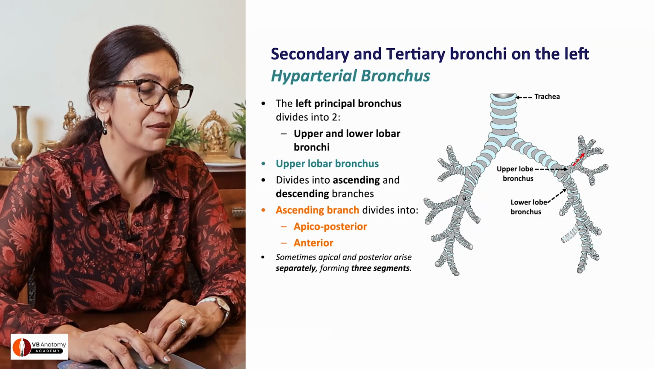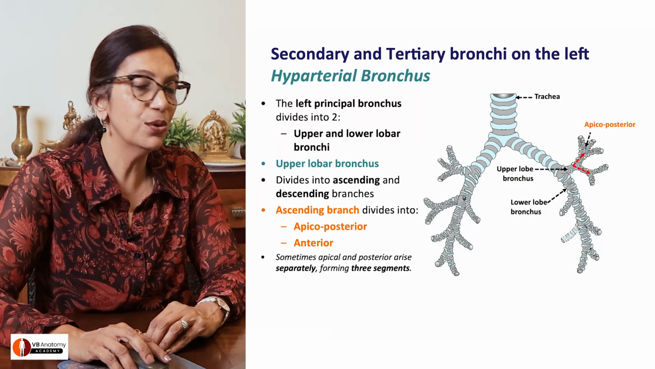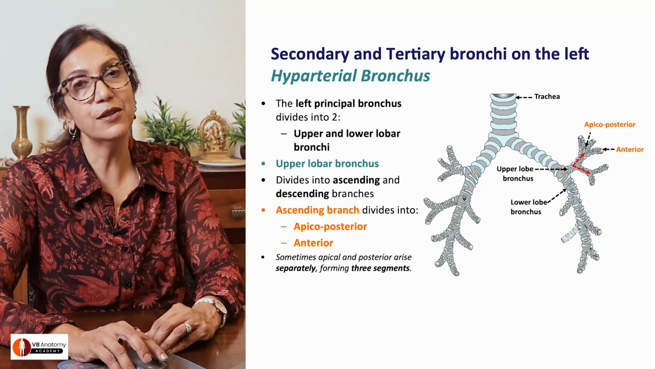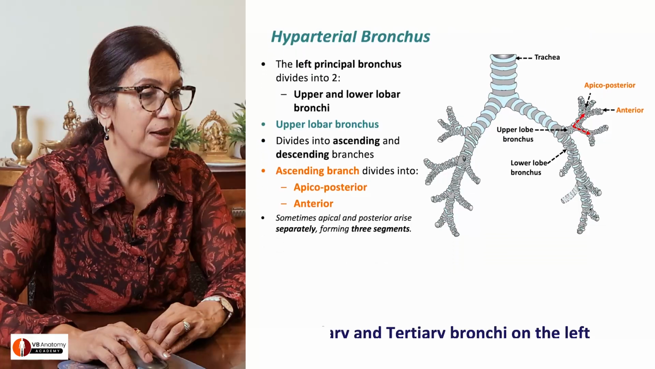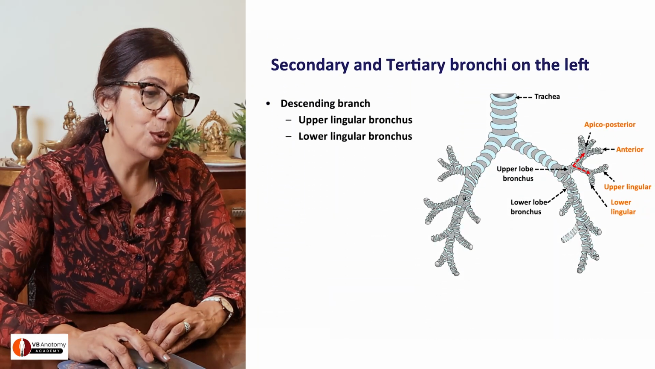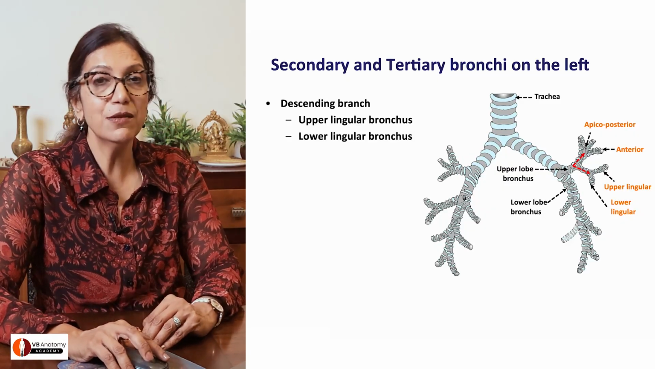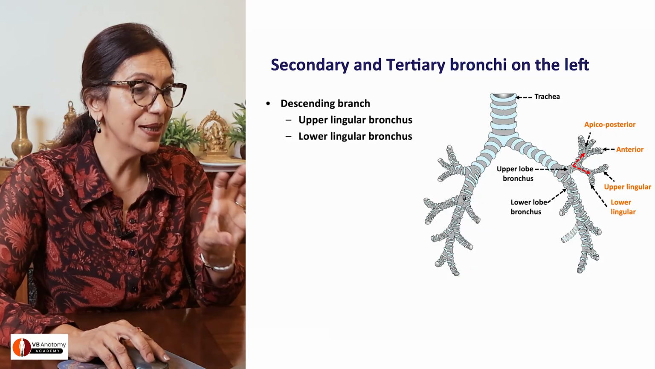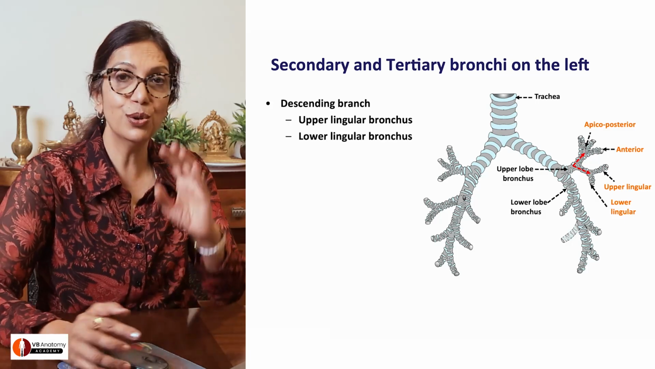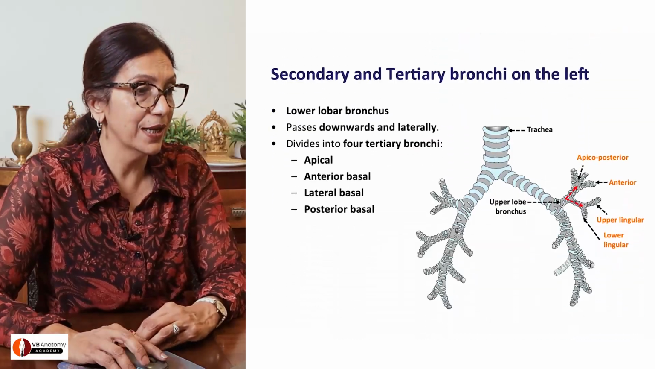Upper lobe bronchus now divides into ascending and descending. The ascending goes on to give rise to an apico-posterior tertiary bronchus and an anterior tertiary bronchus. The descending divides into upper lingular and lower lingular. Question, why not medial lateral? Because there is no place for a medial. Right, because in this case, this is the side where the heart is. So there is no place for a medial. So the lobes have adjusted themselves so that there is an upper lingular and a lower lingular.